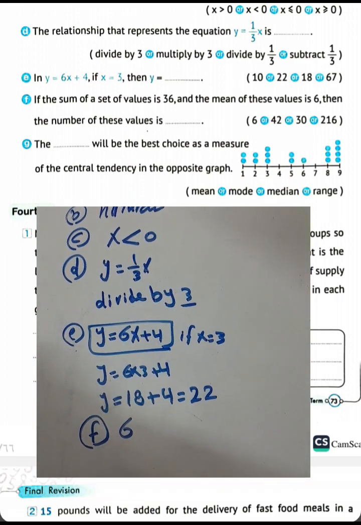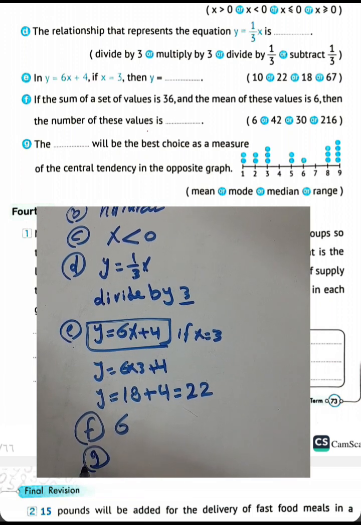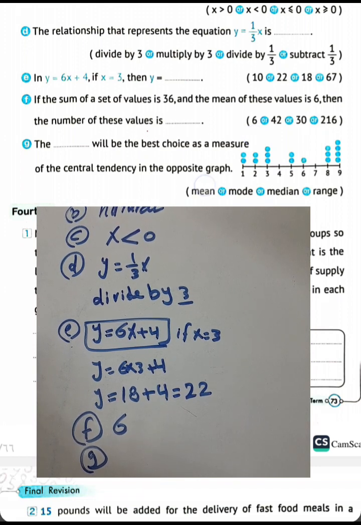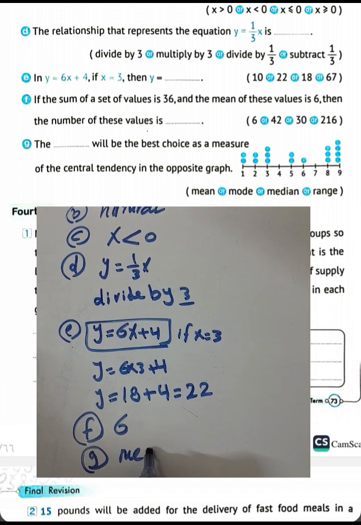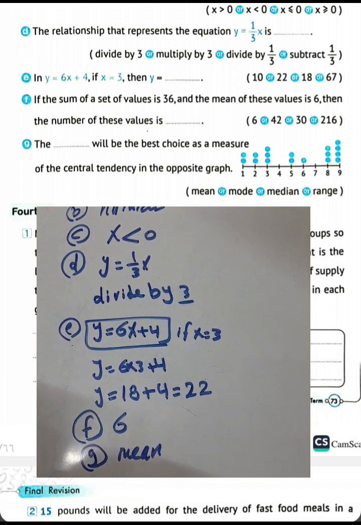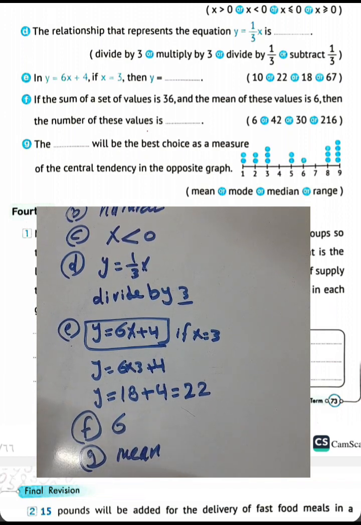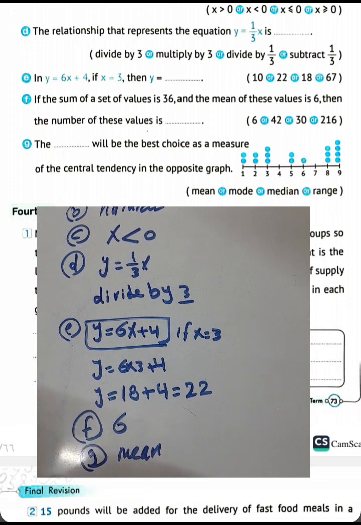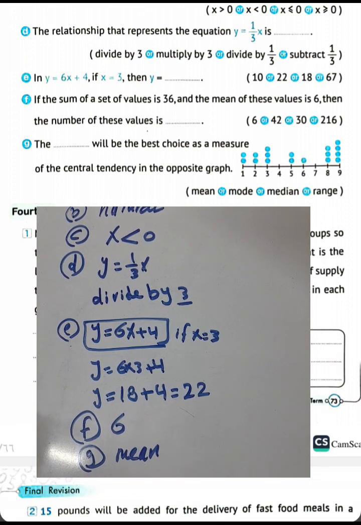Last question, letter G. In the space, choose the best measure. The best here will be the mean. We can use the mean. Okay, the best measure of central tendency here in the opposite graph is the mean. Write the mean in the space.